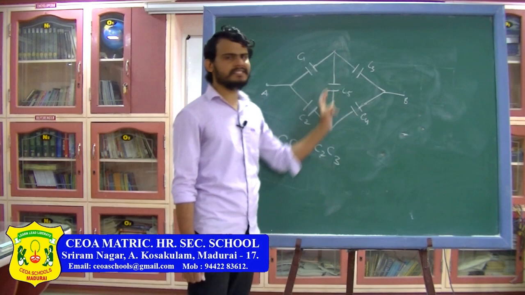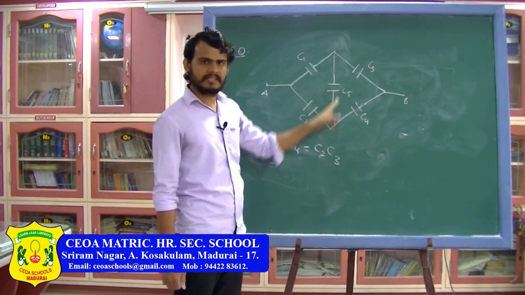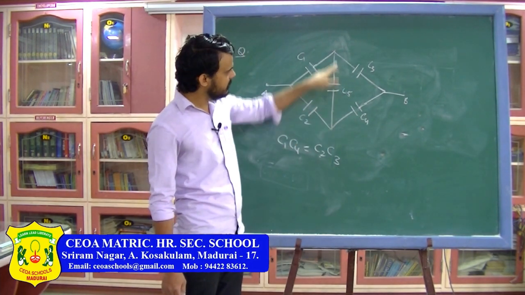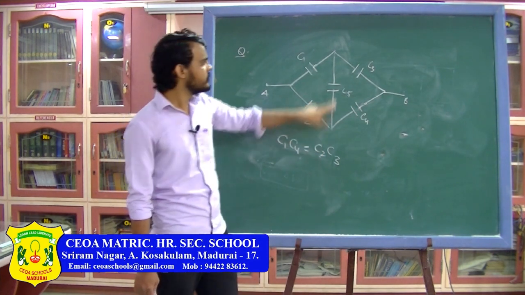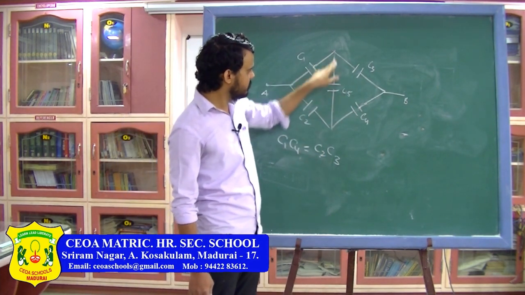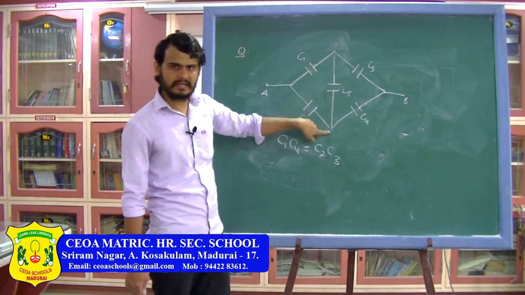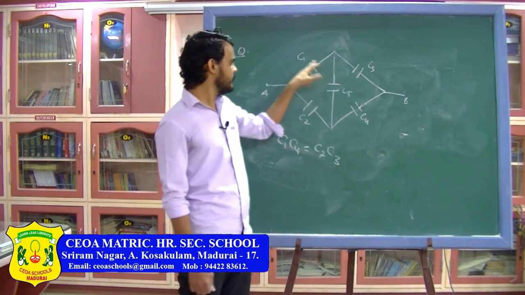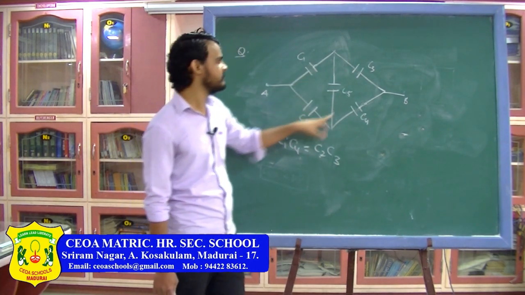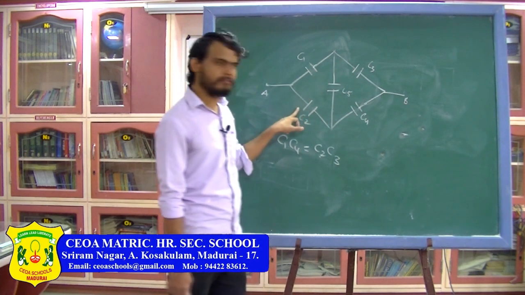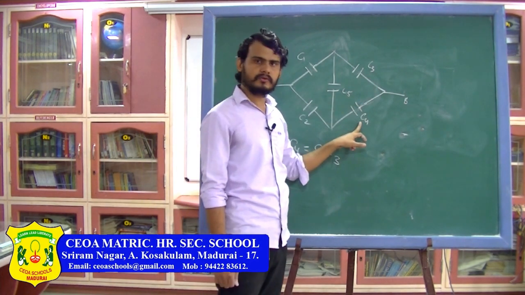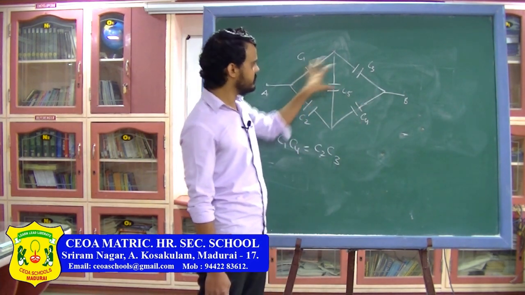If the Wheatstone bridge is balanced, there will be no charge on this capacitor and the potential across this capacitor will be equal. So you can connect this capacitor or remove this capacitor with one single connecting wire. Then these two capacitors will become in series. These two will also become parallel capacitors. These two are also going to be parallel, and these combinations will be in series.